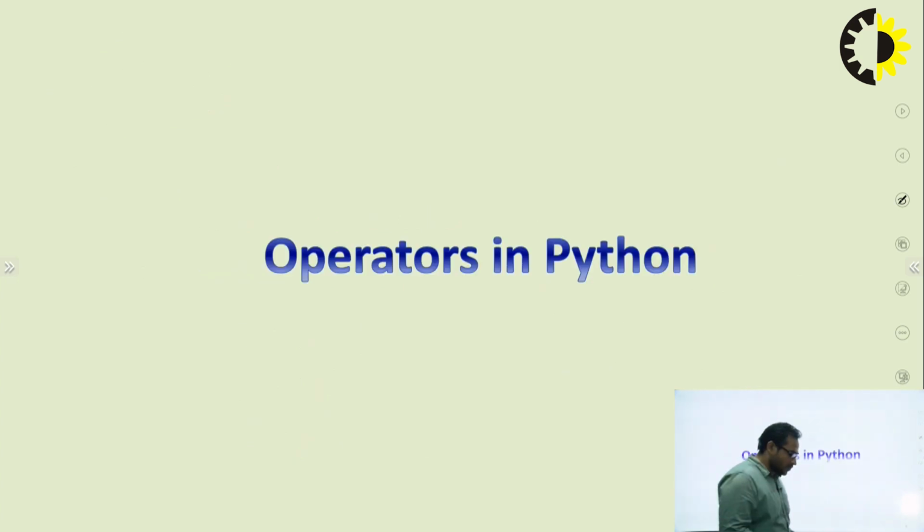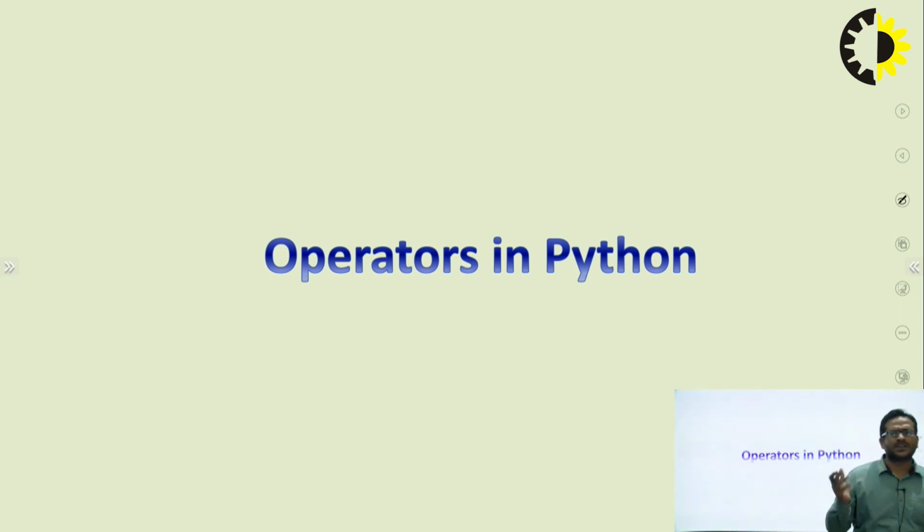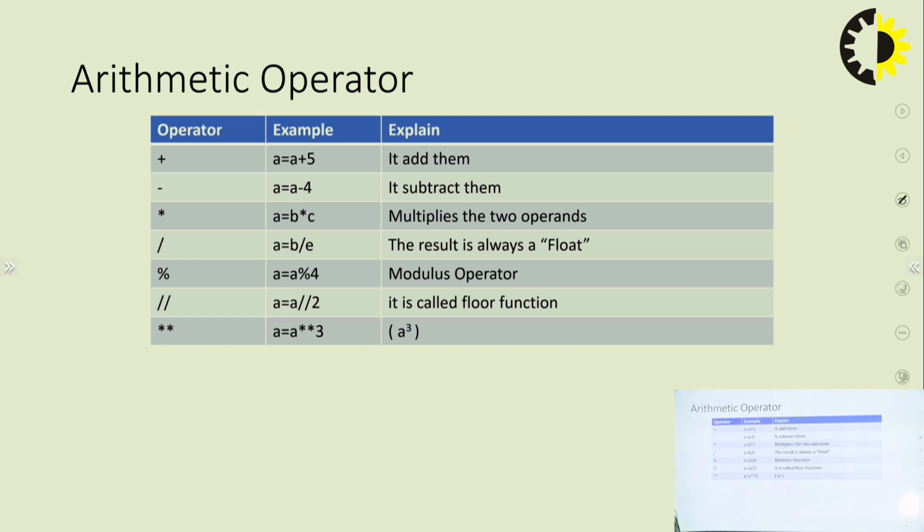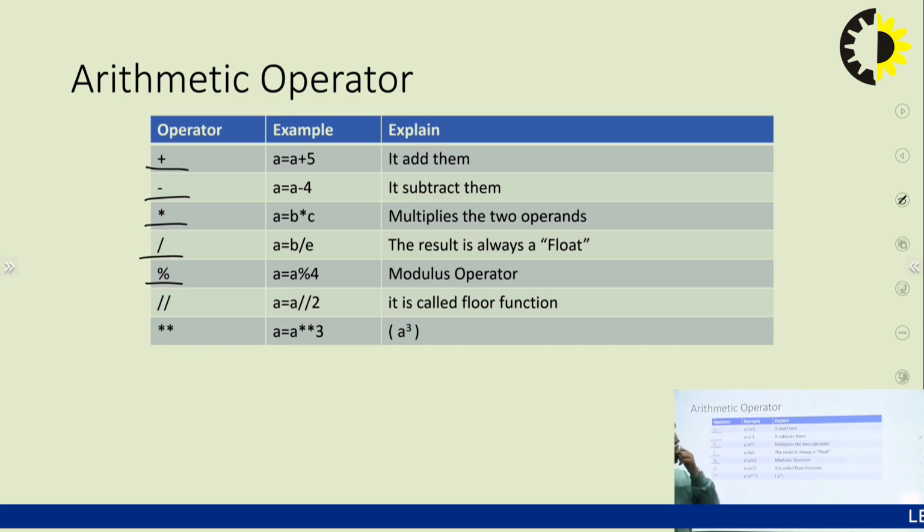Operators in Python. We have already discussed operators in the C programming language, but in Python there are some different kinds of operators. If I am talking about arithmetic operators, they do the same thing: plus, minus, multiply, division and mod. All the operators do the same as in mathematics or any programming language, like a is equal to a plus 5, add 5 to a. Minus is used for subtraction, multiply is used for multiplying two operands, and division does the division.